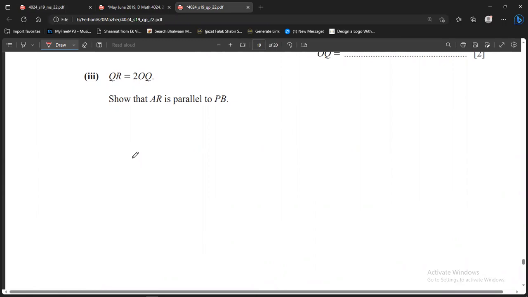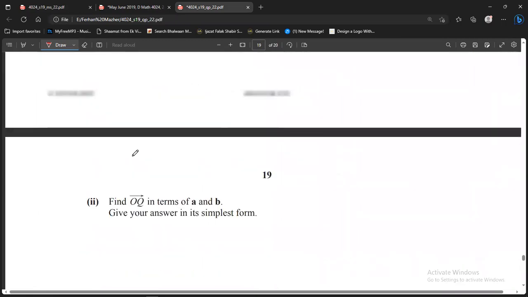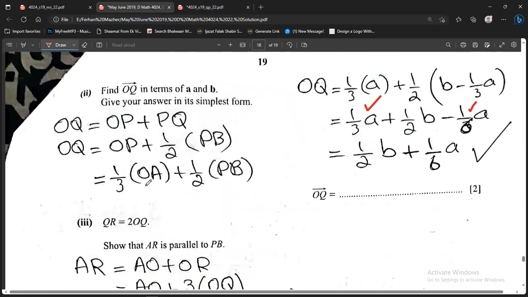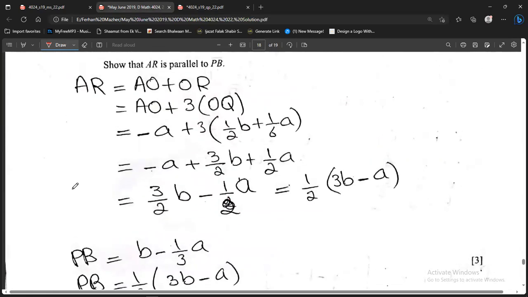And the next question they are asking is that QR is equal to 2 times OQ. Show that AR is parallel to the PB. They are saying OR is 3 times OQ. If this is 1, this is 2. I already know OQ. We have to show that AR is parallel to PB. Okay, very simple, straightforward question.